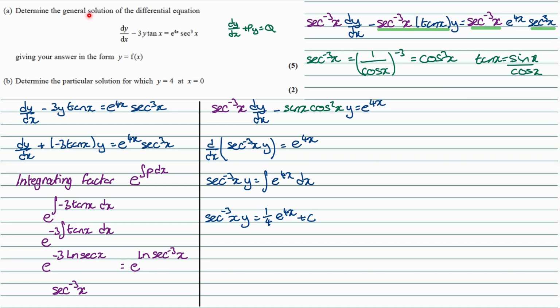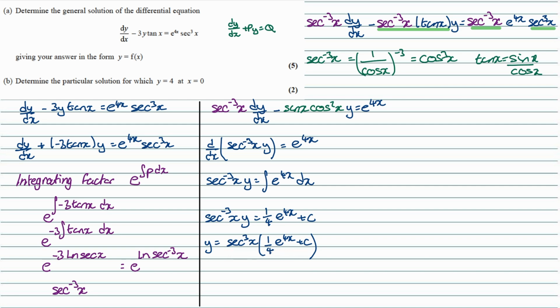So to work out the general solution, we'll move this sec to the negative 3x to the right-hand side, and we'll get sec cubed x multiplied by 1/4 e to the 4x plus the constant. So this is our general solution for part A.